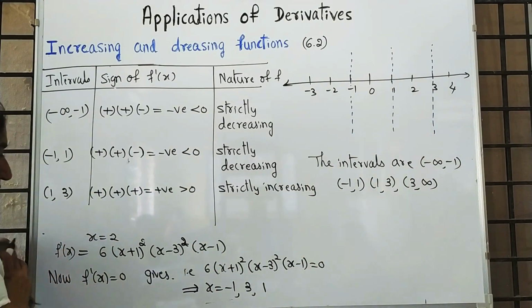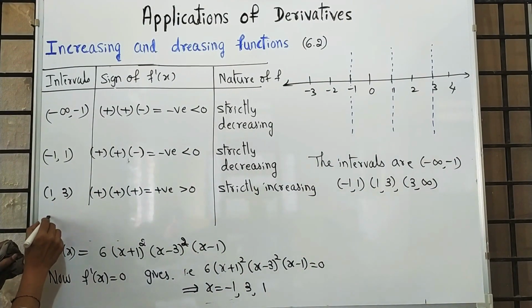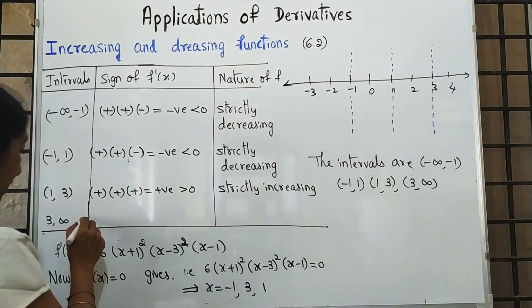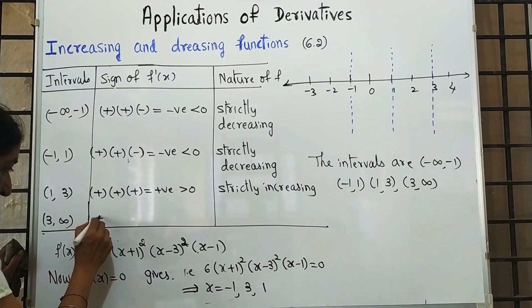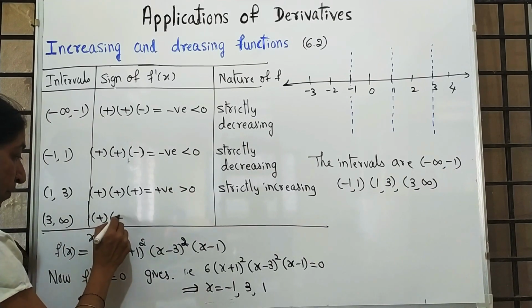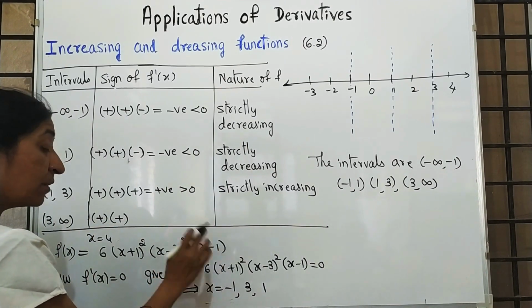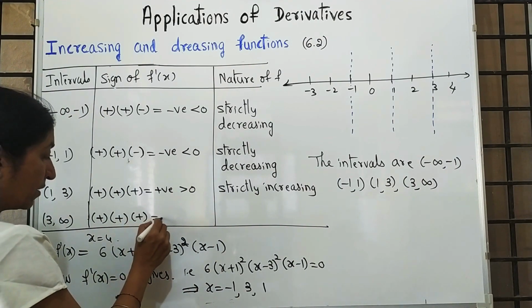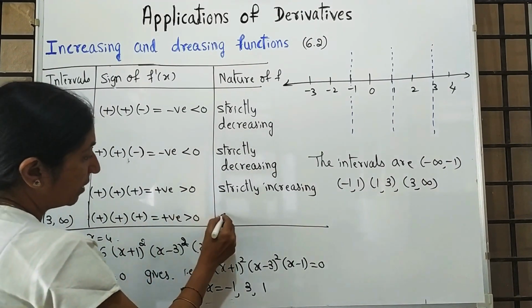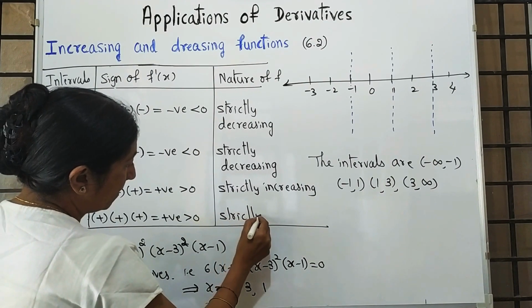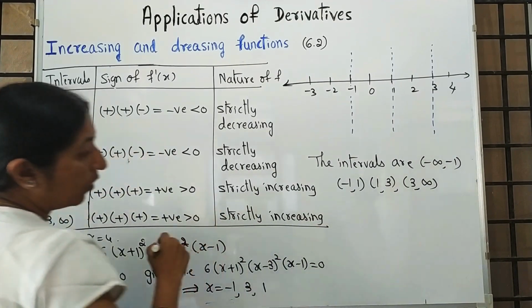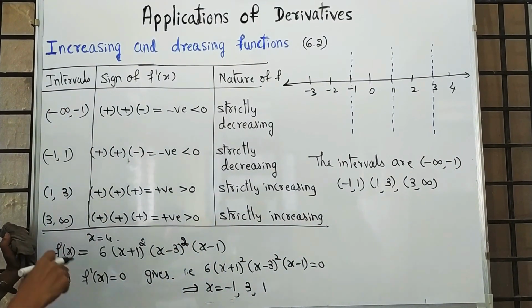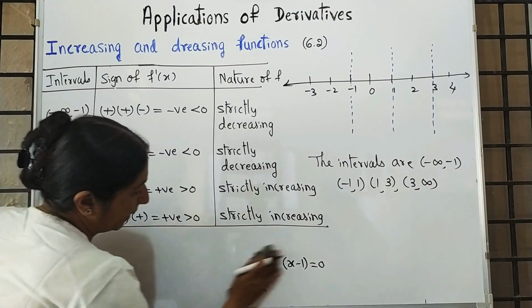Moving to the fourth interval, 3 to infinity. From 3 to infinity, you can select any number. I am taking 4. If you write x as 4, first bracket square, positive, second bracket square, positive, third 4 minus 1, 3, positive. Totally the answer is positive. It is strictly increasing. And already I told you how to combine the intervals. If you are interested, otherwise keep as it is.